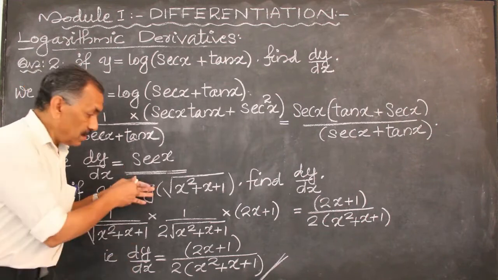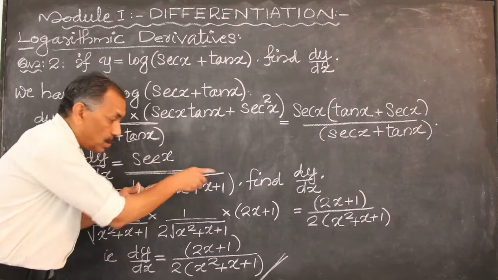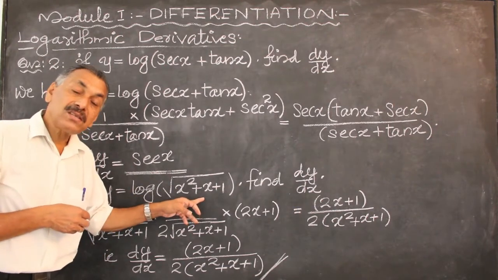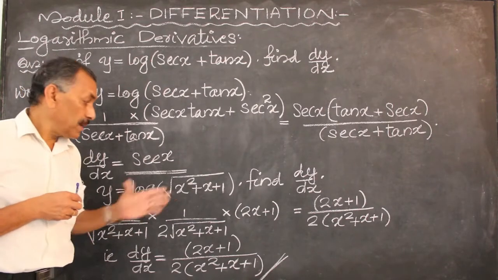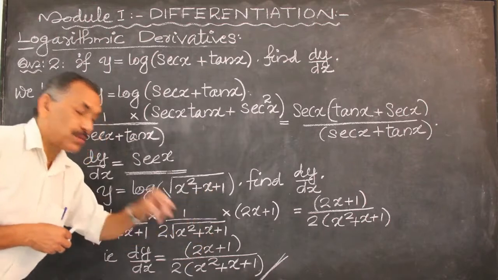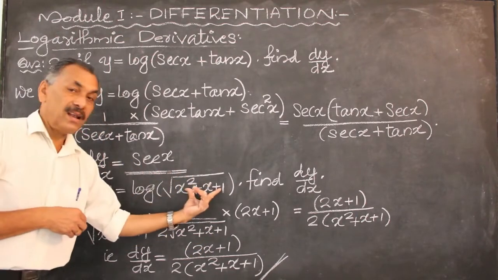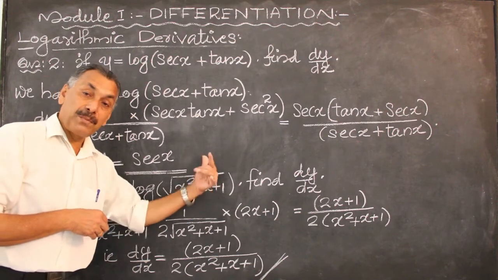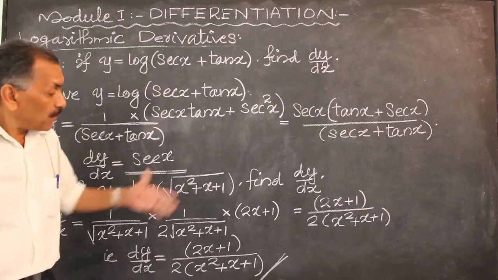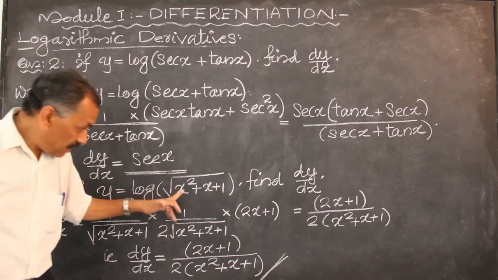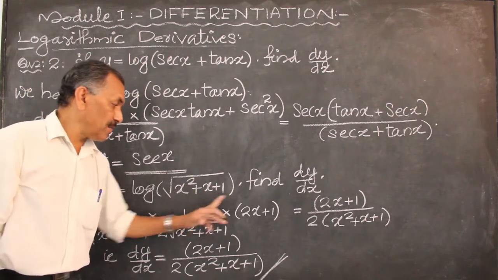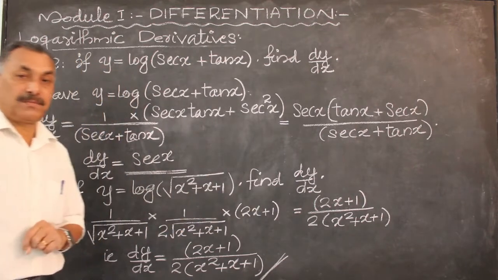The derivative of this u is the derivative of root v. What is the derivative of root x? It is 1 by 2 root x. So the derivative of root v is 1 by 2 root v, here 1 by 2 root of x square plus x plus 1. In the other hand, the derivative of x square plus x plus 1: the derivative of x square is 2x, and the derivative of x is 1.